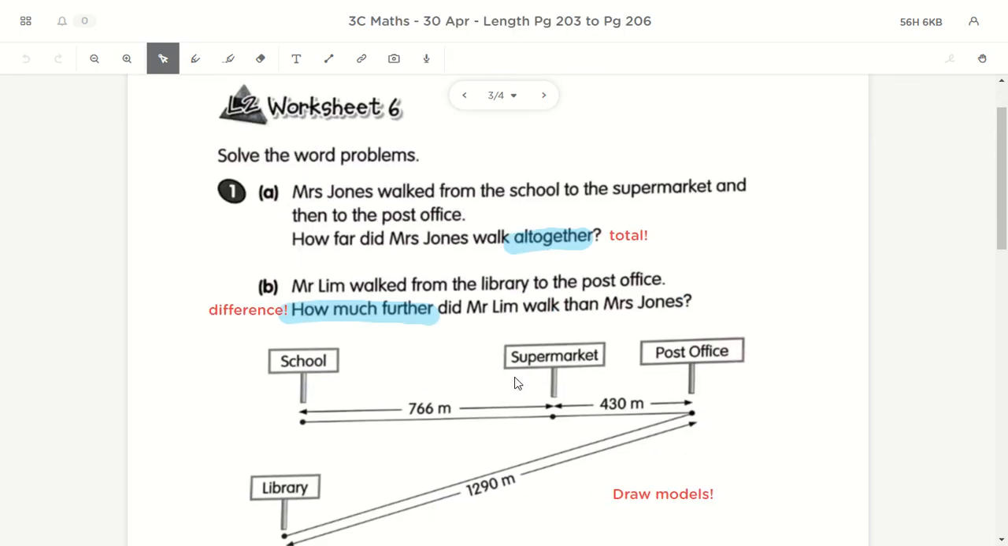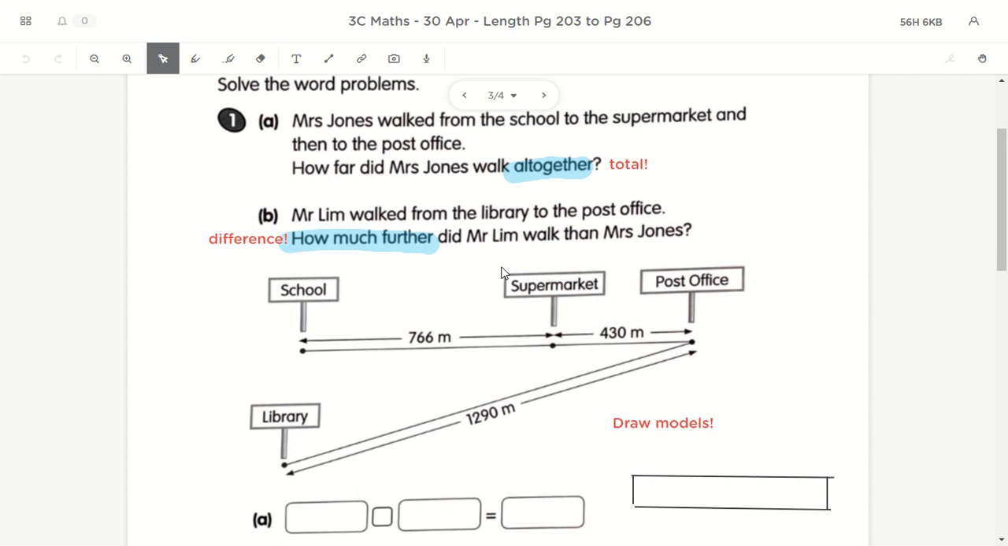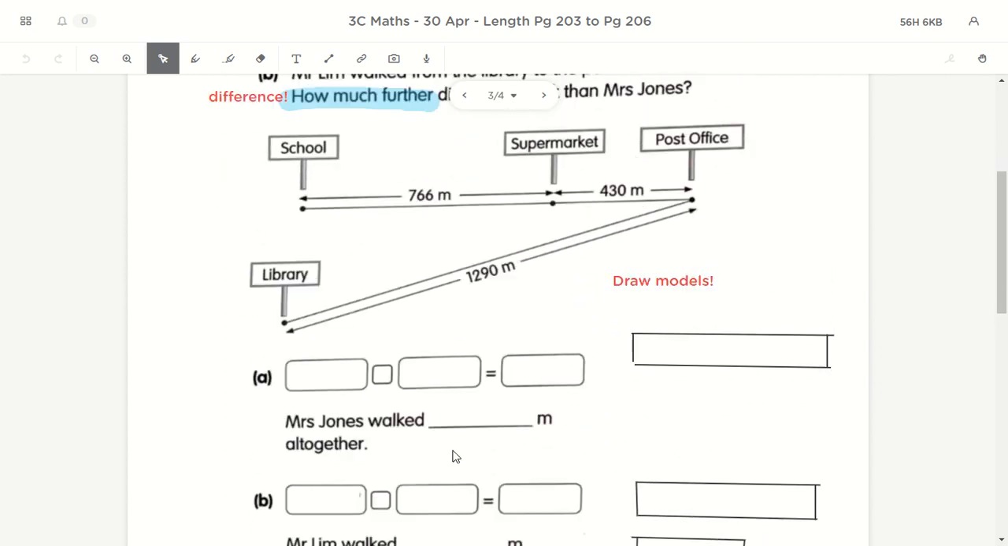Okay, so Mrs. Jones walked from the school to the supermarket and then from there to the post office. How far did she walk? So the first part is quite straightforward, and then after that Mr. Lim walked from the library to the post office, which is this distance. How much further? I want to know the difference. So you need to read the question carefully. When I ask you how much more, how much further, I'm looking for the difference, and then of course you need to do certain things.